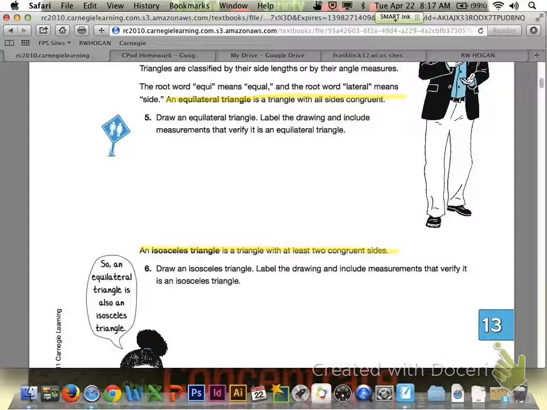Now what I would like you to do for number 5 and 6, notice that it says draw an equilateral triangle. Label the drawing and include measurements that verify it is an equilateral triangle. And for number 6, you're drawing an isosceles triangle. So label the drawing and include measurements that verify it as an isosceles triangle. So make sure you have one of your tools because you're drawing.